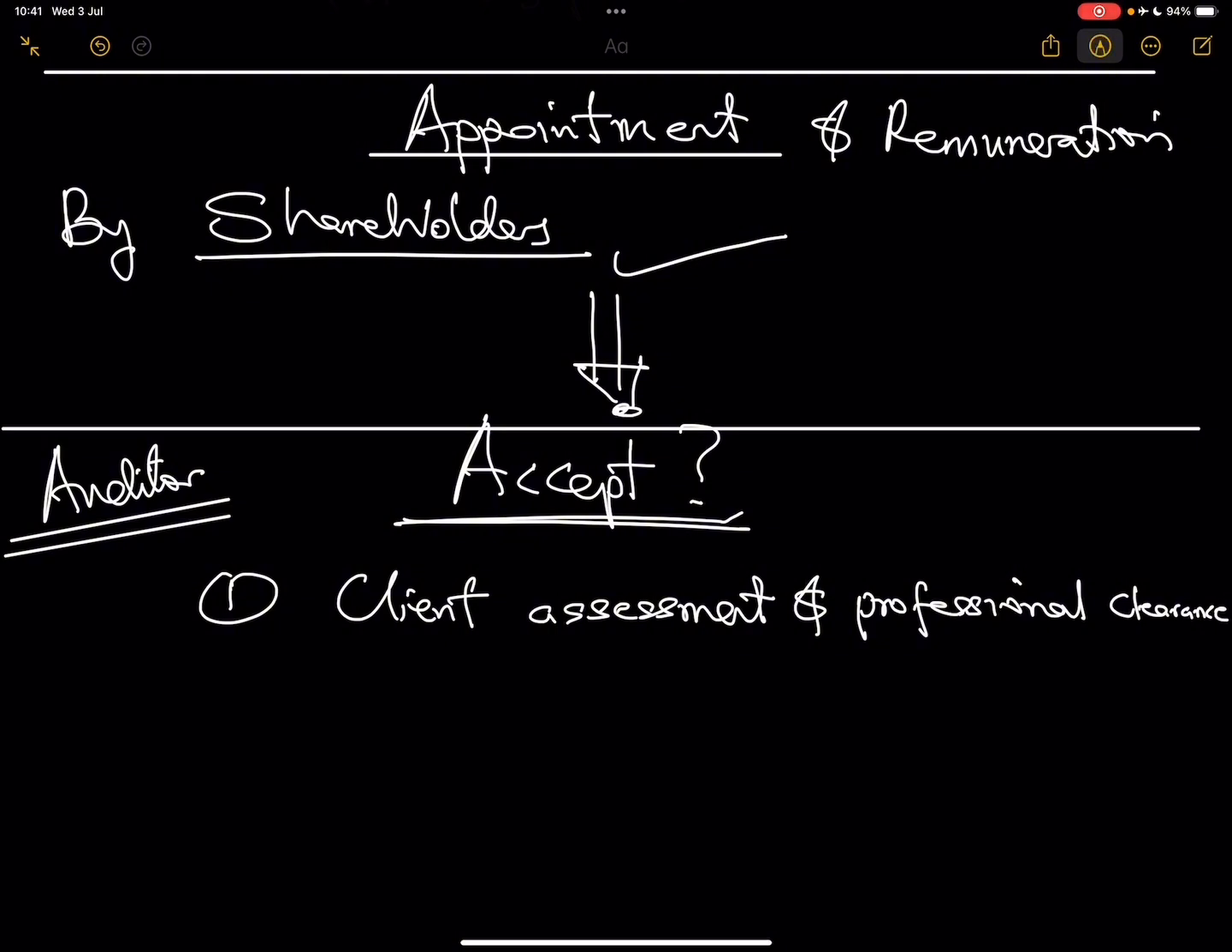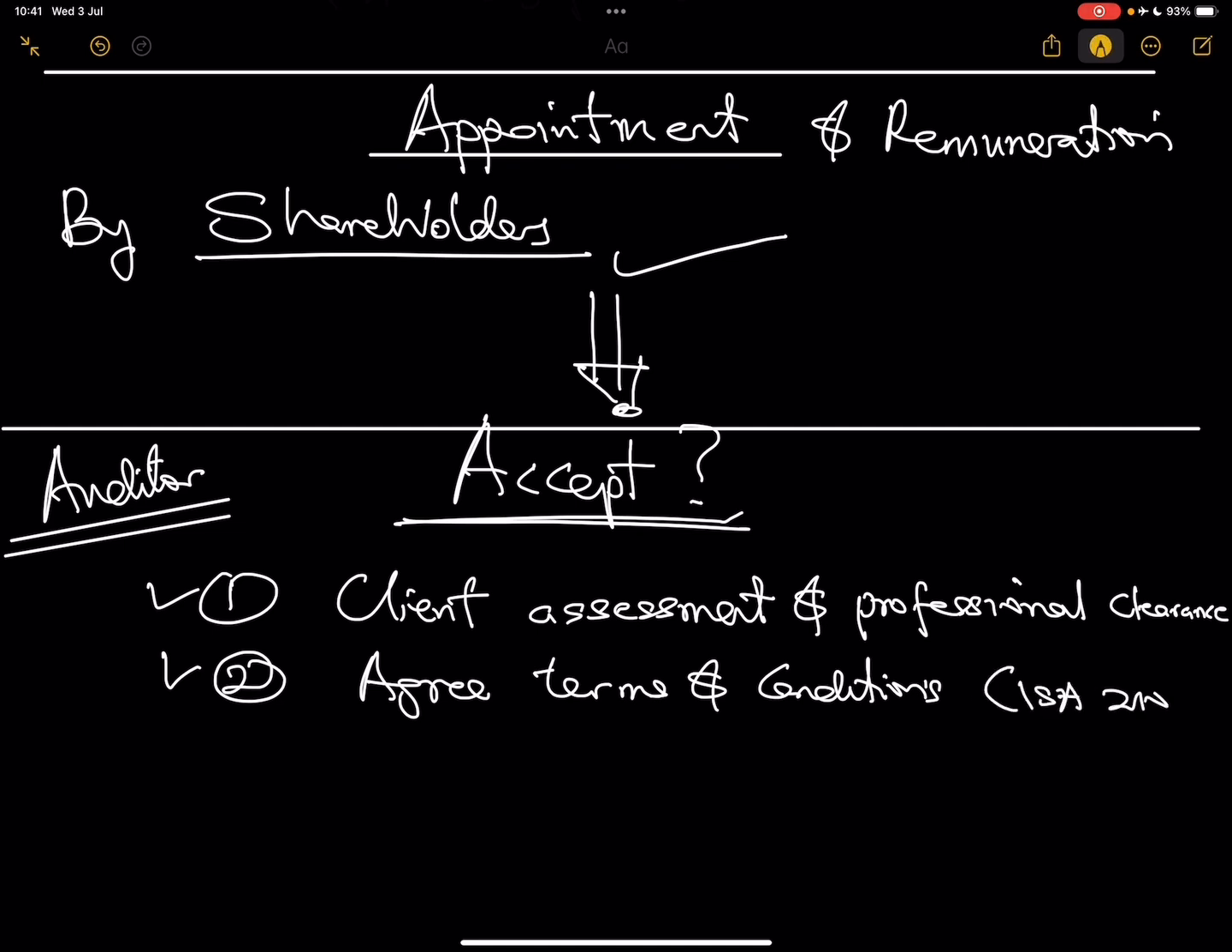You must perform client assessment and professional clearance, because there are a number of issues that an auditor must consider before agreeing to do that audit. So you do this, which I will explain. The second group of activities you must do is agree terms and conditions, T&C. This is done on the engagement letter, which we'll speak about, and is guided by ISA 210, just to note it down for you. Start seeing some numbers. So there are two groups of activities that you must do before you can decide to take the audit.